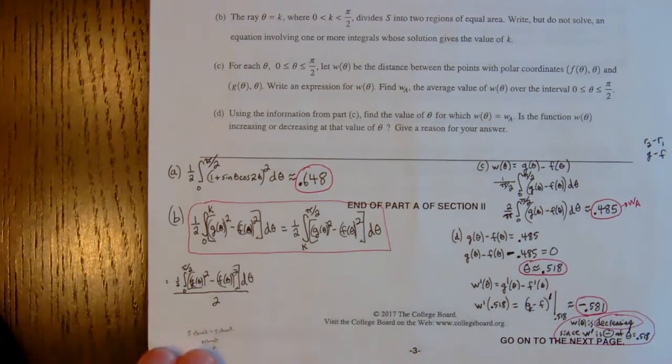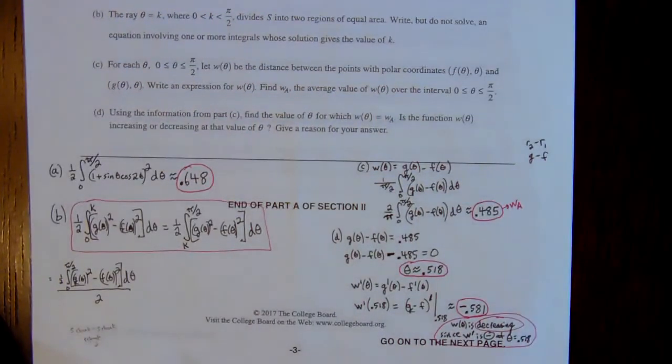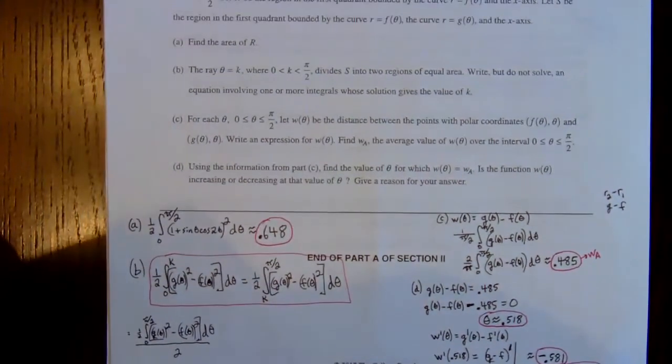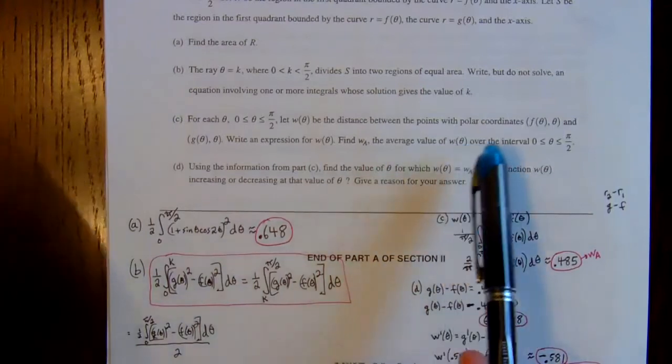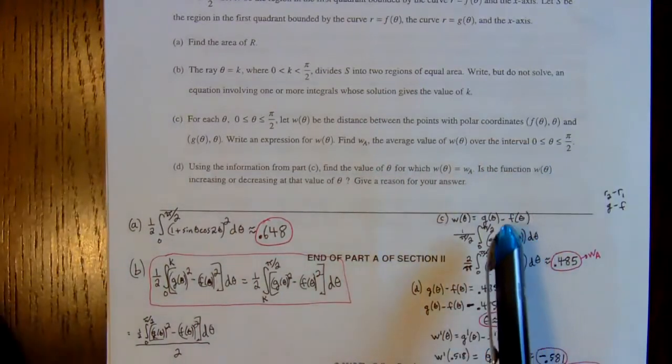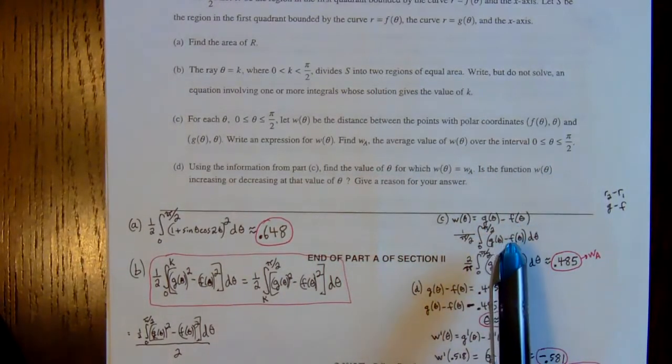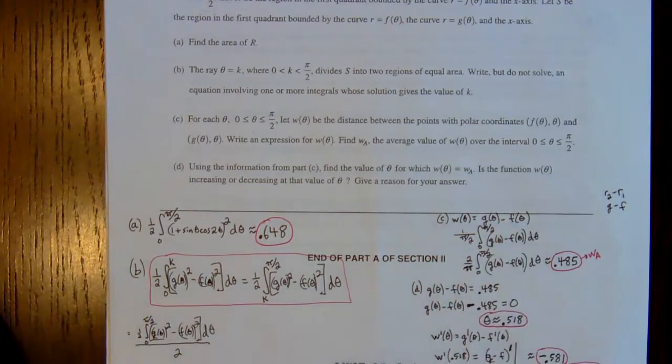All right, now let's just say you had a little bit of issues with letter B. You could still get letter C and letter D. It's just kind of like some separate things there. Now, letter C is talking about the distance between the 2 points, okay? So again, that means you're just going to subtract them like we already talked about. So that's your G of theta minus the F of theta.